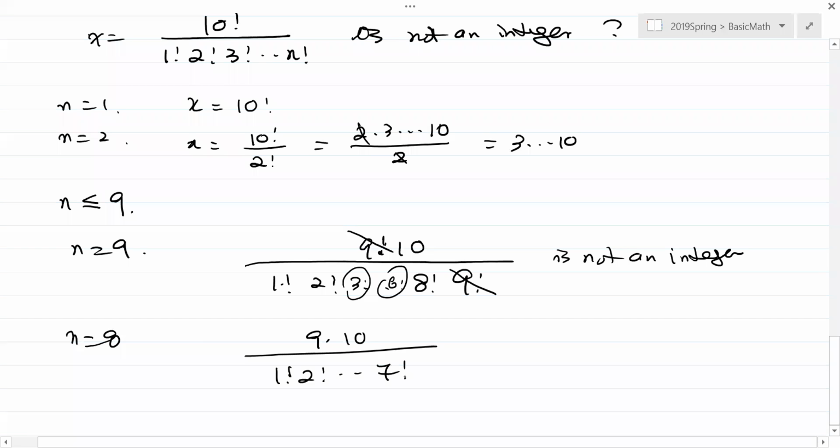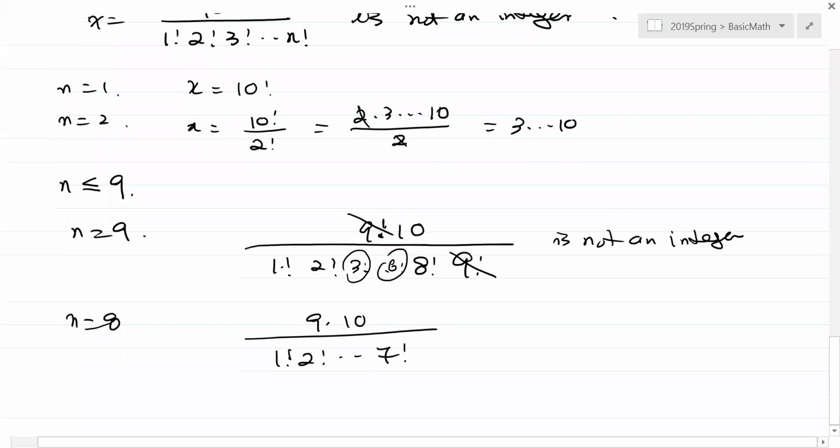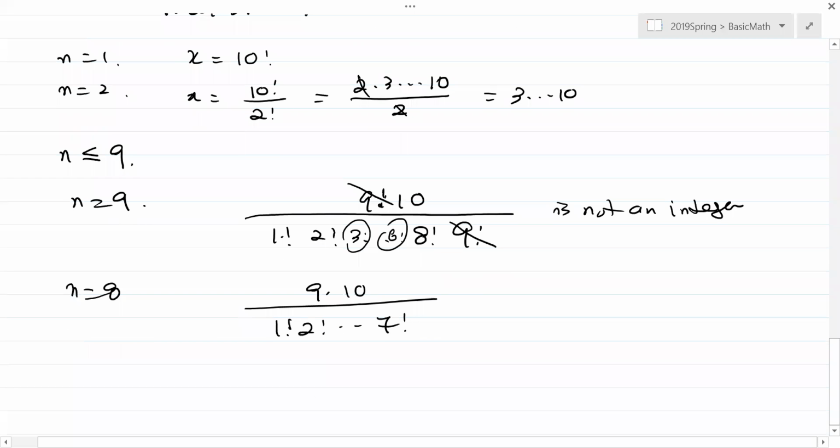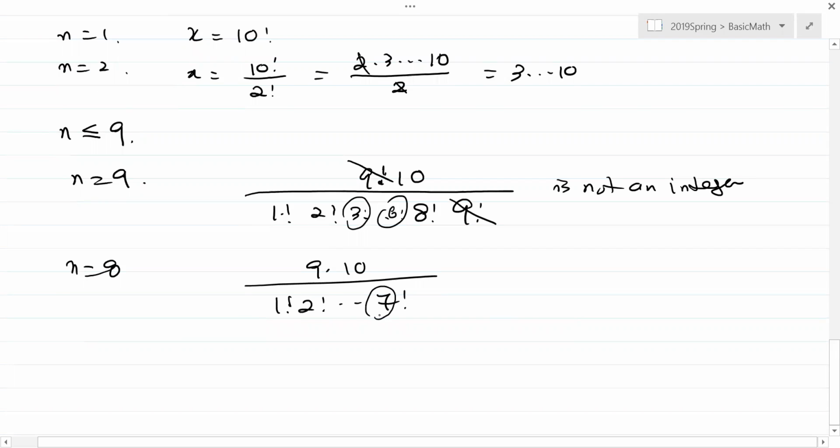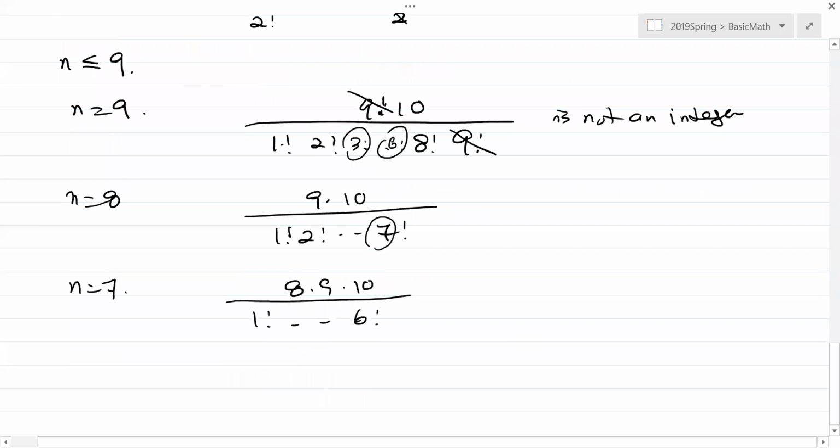And so from here, I think 7 factorial still contains 7. So that's why you are not able to, yeah, you can get rid of 8 factorial, but you're not able to get rid of 7. Okay, so n equals 7, then you have a problem here. It's 8 times 9 times 10, then 1 factorial all the way to 7 factorial is gone. That depends how many 3s you can get. Okay, but this is a little bit challenging whether this is going to be an integer or not. So you have to be very careful to check.